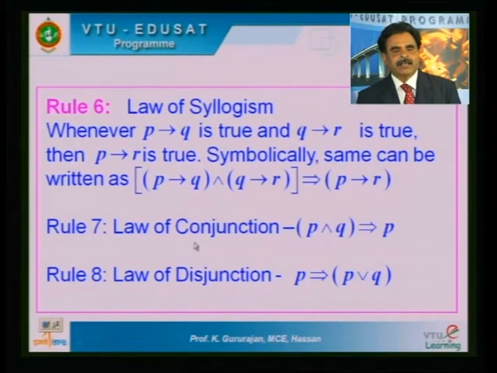Then rule number 7, the law of conjunction, which says whenever P and Q is true, obviously P is true, and Q is also true. This is the law of conjunction. Then the law of disjunction, that P implies P or Q. If P is true, P or Q is always true, irrespective of whether Q is true or false. But on the other hand, whenever P and Q is true, P is certainly true. This is called the law of disjunction, and this is called the law of simplification. So these are some of the rules normally we use during the derivation, or in finding whether an argument is valid or not.